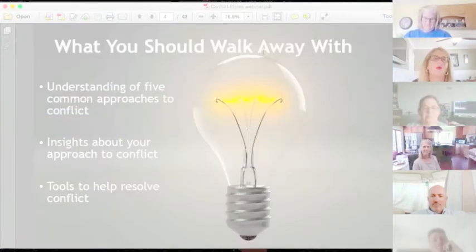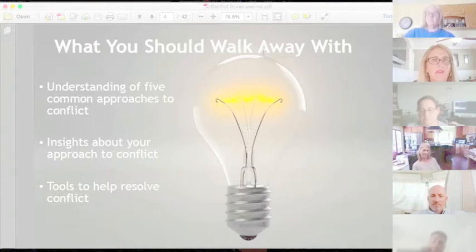What I'm hoping we walk away with today is an understanding of 5 different conflict modes and approaches to conflict. As we go through this, we're going to think about our own conflict modes. As we talk about them and look at the examples, think about yourself and how you approach conflict. And then we'll talk about some tools to help deal with conflict.